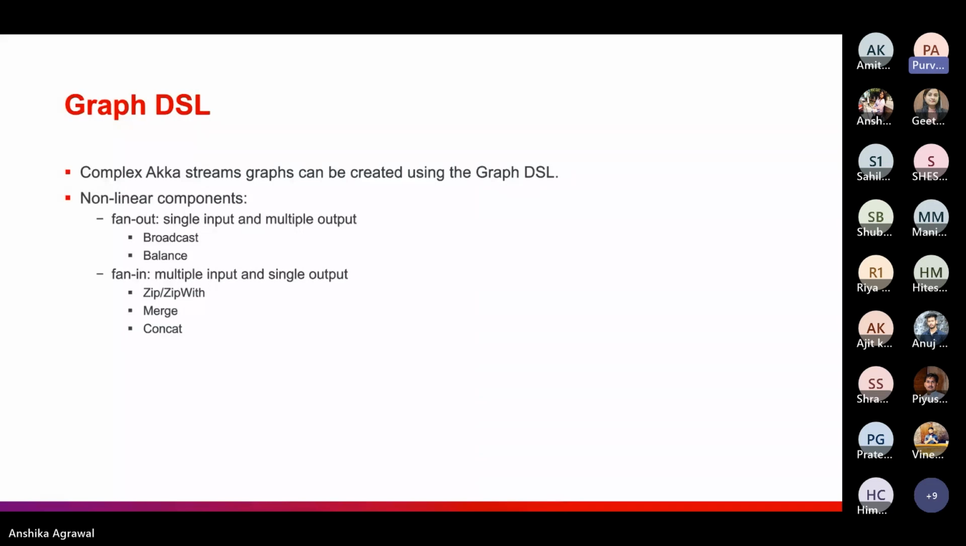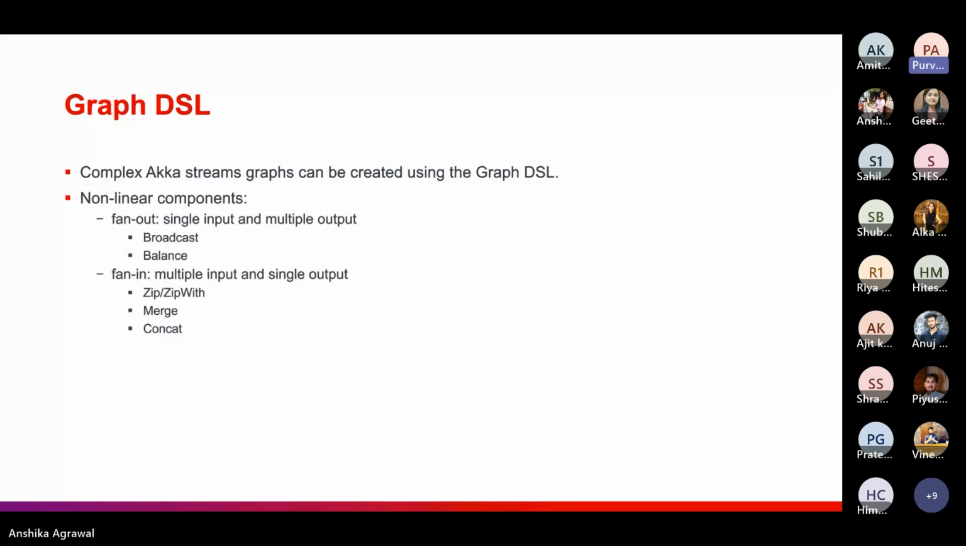Merge basically merges the multiple input streams into a single output stream. It emits elements from any of the input streams as soon as they become available. Zip, or zipWith, combines corresponding elements from multiple input streams into tuples. It emits a tuple when all the input streams have provided an element. Then finally, we have concat, which concatenates multiple input streams into a single output stream. It first emits all the elements from the first input stream, then from the second, and so on, which waits for every single input to finish before picking up the next one.